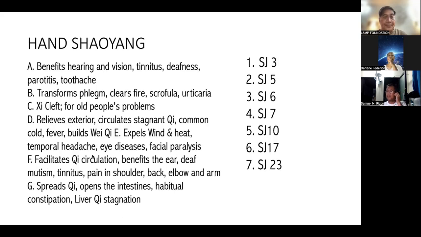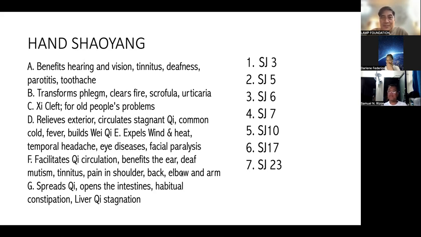Yes, po. Okay. Number one, who would you pair the SJ with? Andun si ear, no? And being the tonification point, then it can facilitate circulation, benefits ear, deaf, mutism, tinnitus, pain in the shoulder, back, elbow, and very good. Okay, baka tuloy-tuloy mo na, Ma'am Darlene.